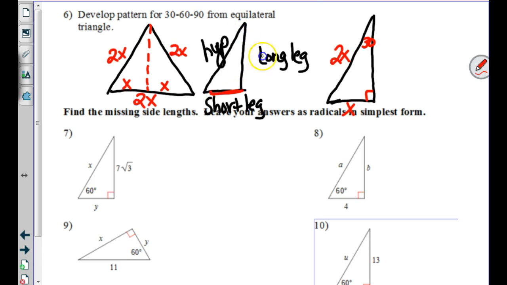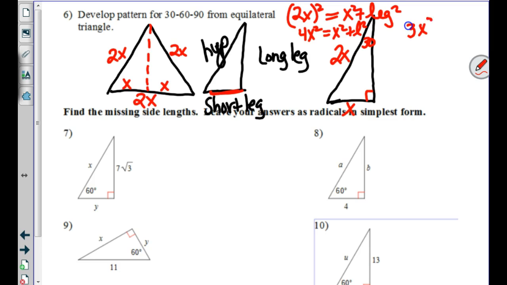The long leg, if I took the hypotenuse and I squared it, it would equal the leg squared plus the missing leg squared. Well, 2x times 2x is 4x squared. If I subtracted 1x squared over here, I'd have 3x squared. And then when I square rooted, I'd have an x and a square root of 3. I went through that really messy because I didn't have room, but you remember that pattern? The long leg is x square root of 3.